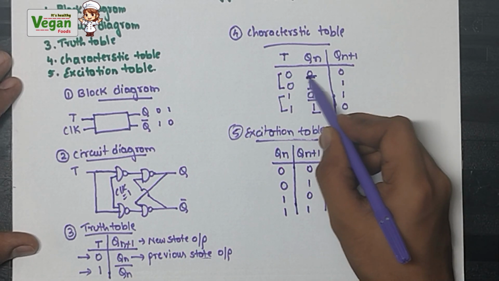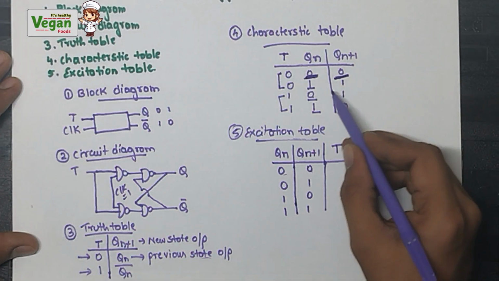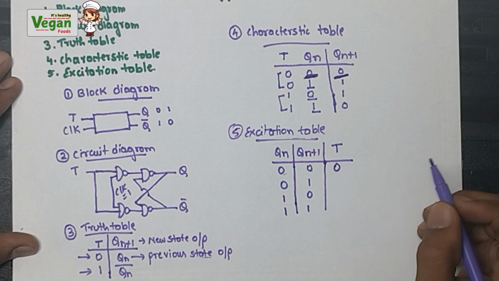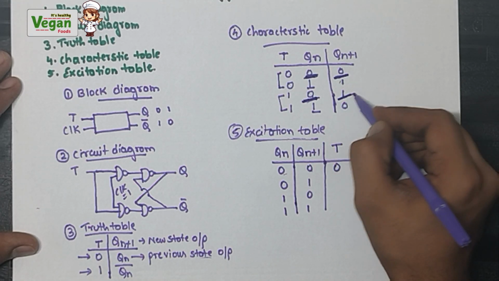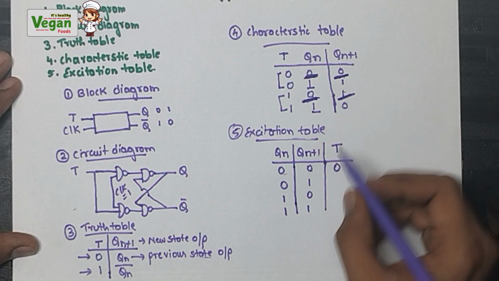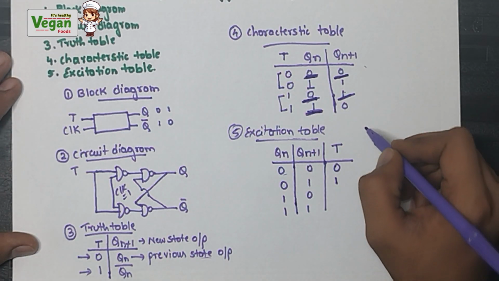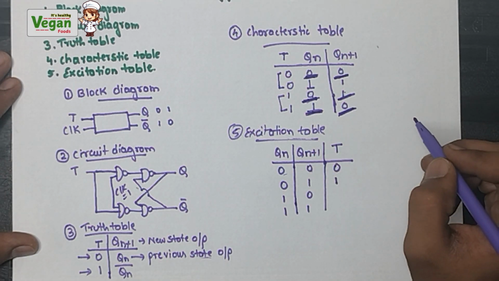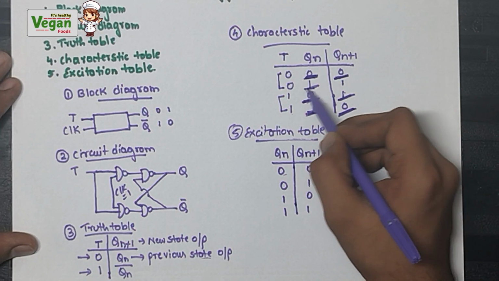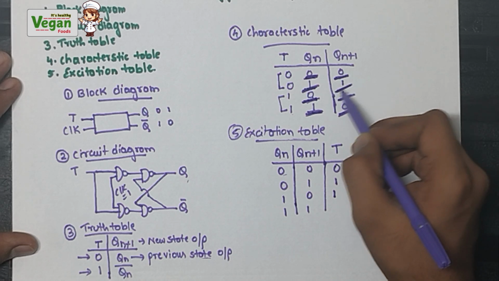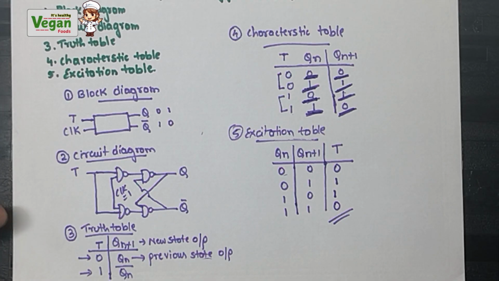When Qn value is equal to 0, Qn plus 1 value is equal to 0, what will be the T value? 0. When Qn value is equal to 0, Qn plus 1 value is equal to 1, what is the T value? 1. When Qn value is equal to 1, Qn plus 1 value is equal to 0, what is the T value? 1. When Qn value is 1 and Qn plus 1 value is 1, what is the T value? 0. So this is the excitation table.